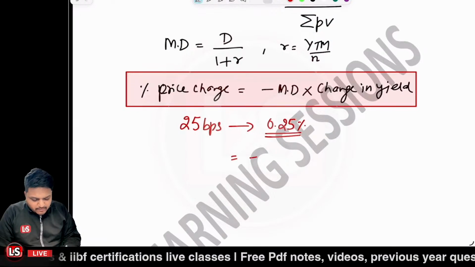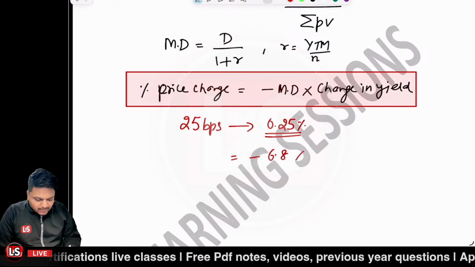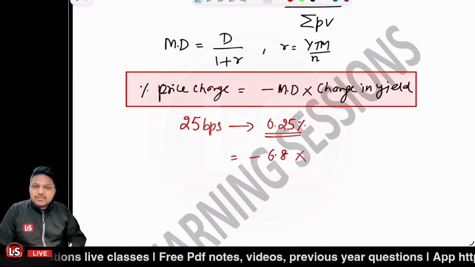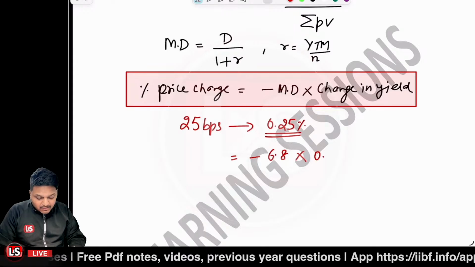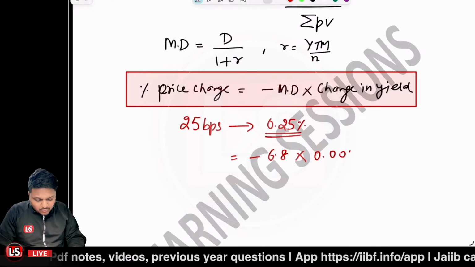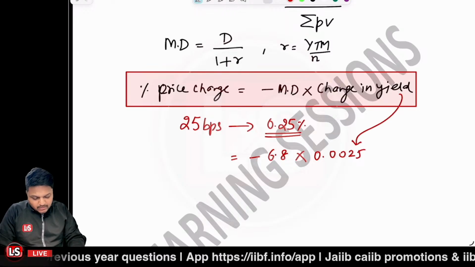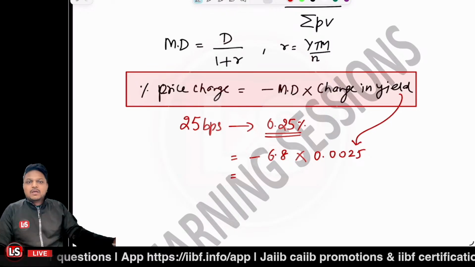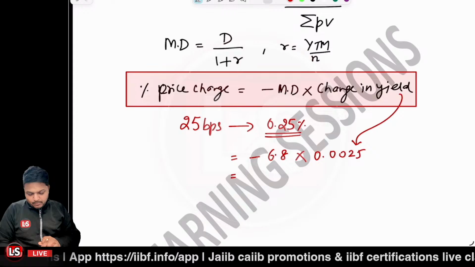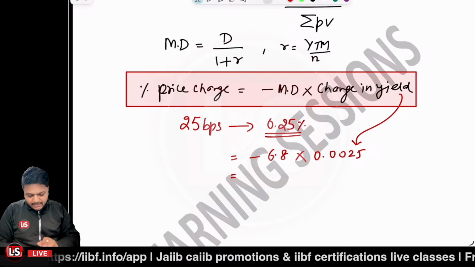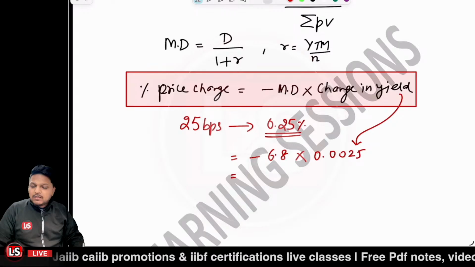So what will be the answer? It will be minus 6.8 multiplied by the change in yield, 0.25%, meaning 0.0025. We have to convert it to decimal form, right? Change in yield. Clear? Now we'll be solving. So it is 6.8 multiplied by 0.0025.